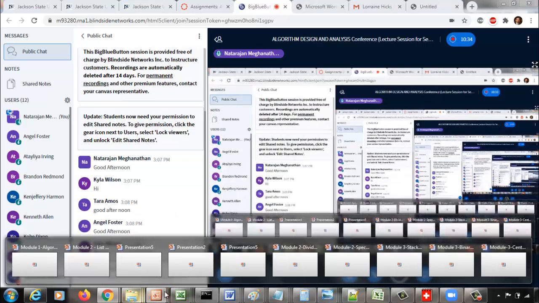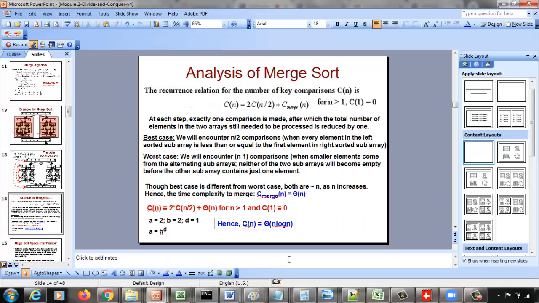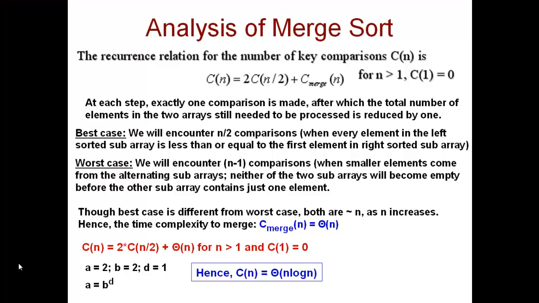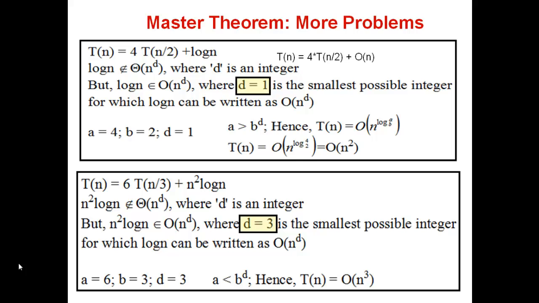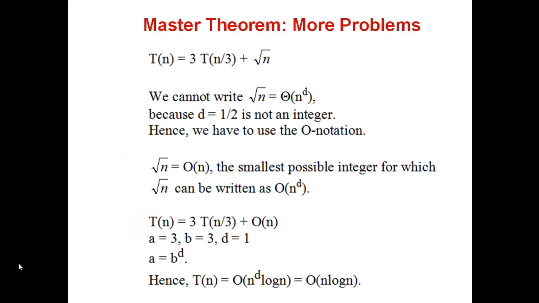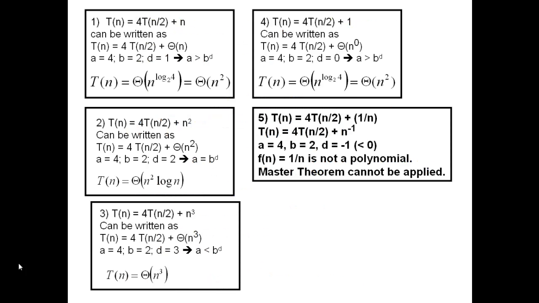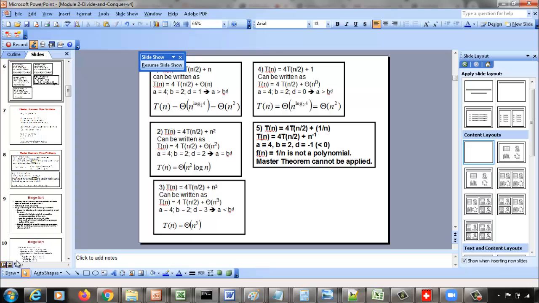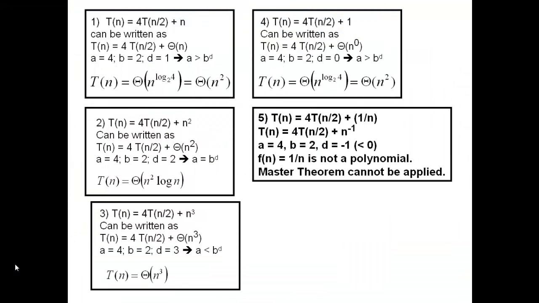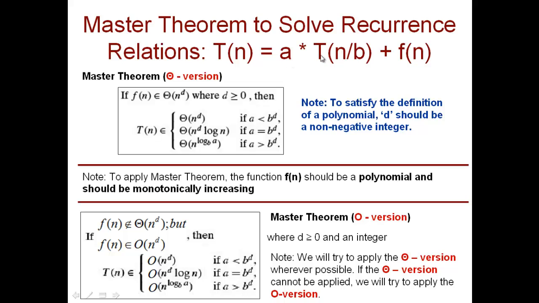Alright, so let us do the time complexity of merge sort. This is divide and conquer, and we saw the general recursive relation, that is, the time to solve a problem of size n. You are splitting that into subproblems, each of size n over b, and solving a of those subproblems, plus the time to merge the solutions.